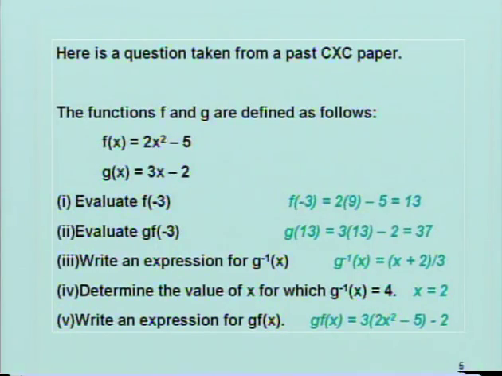The fifth part of the question, write an expression for g f of x. f of x is given as 2x squared minus 5. For g f of x, g is saying whatever you have in the brackets, multiply by 3, then subtract 2. So g f of x can be expressed as 3 into 2x squared minus 5, minus 2.